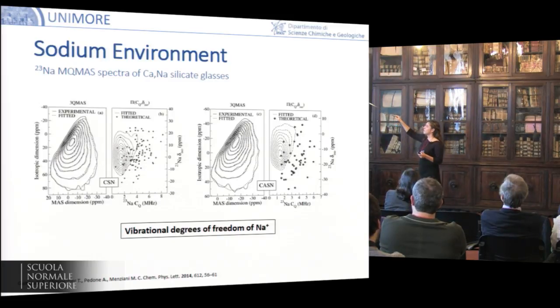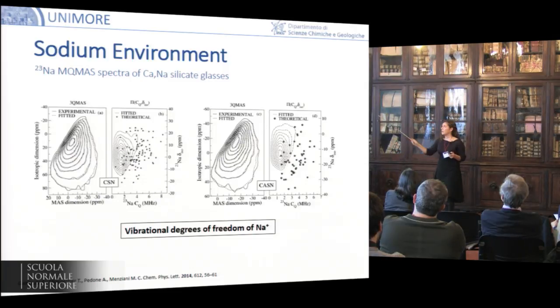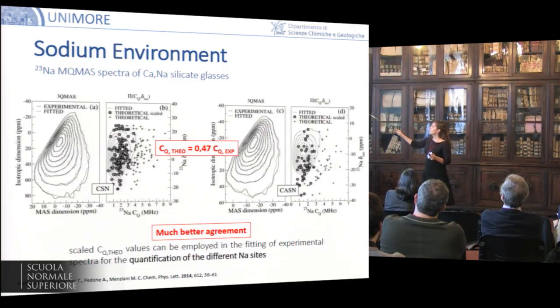However, as you can see, the position is not good, but the shape is quite good. The more critical problem is on the quadrupolar coupling constant I mentioned. And then what we tried to do was to scale these values by a factor of 0.47. By scaling these values, the agreement was improved a lot, as you can see here.